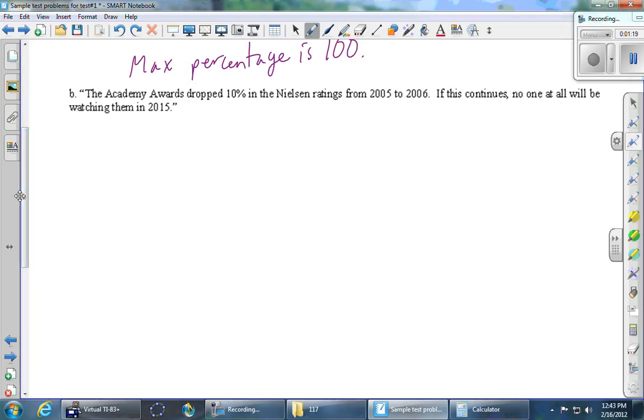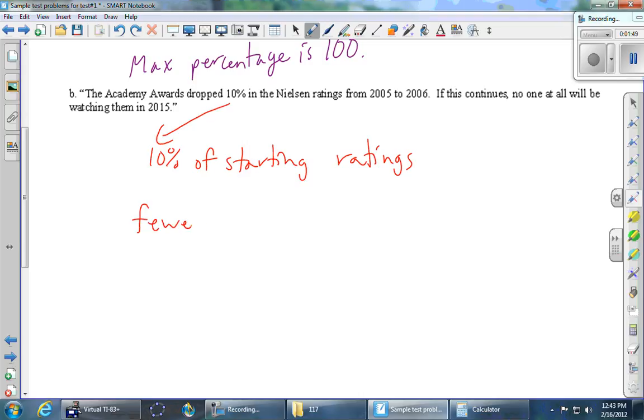Part B, the Academy Awards dropped 10% in the Nielsen ratings from 2005 to 2006. If this continues, no one at all will be watching them in 2015. So the problem here is that when you take 10% of the starting ratings, I guess that's a sense of how many people watch the show, and then subtract it off, you have fewer people watching next year.